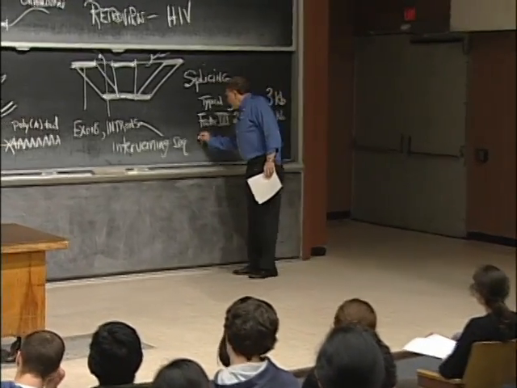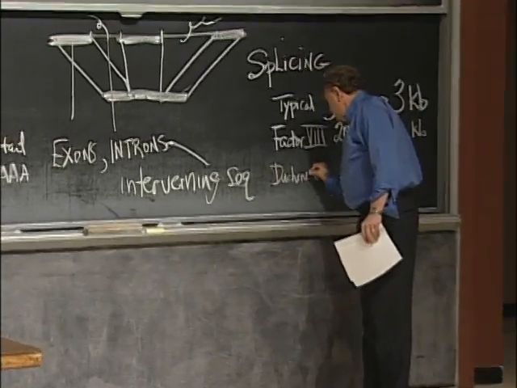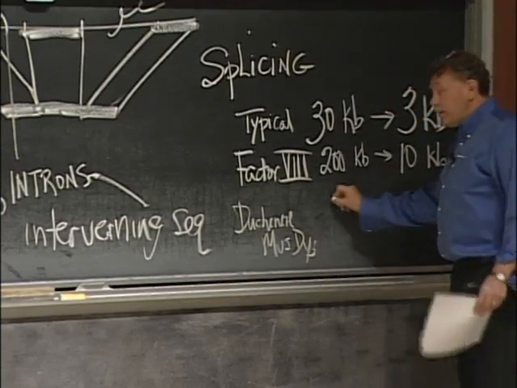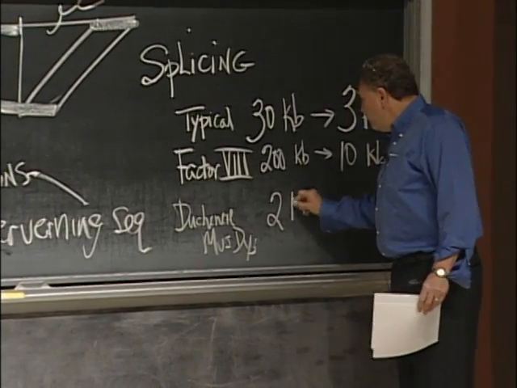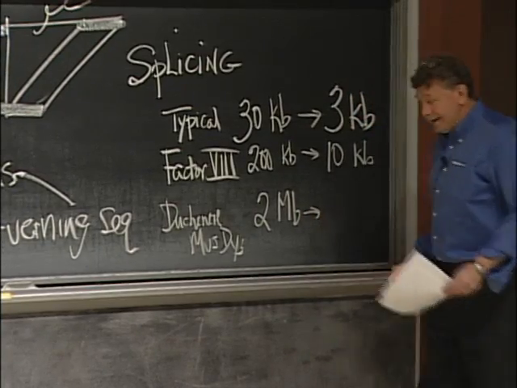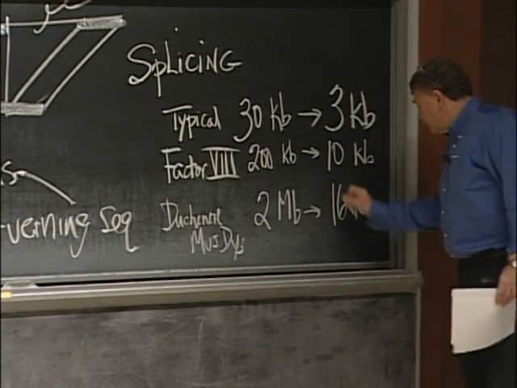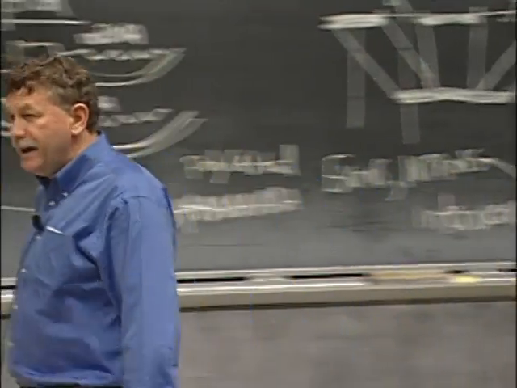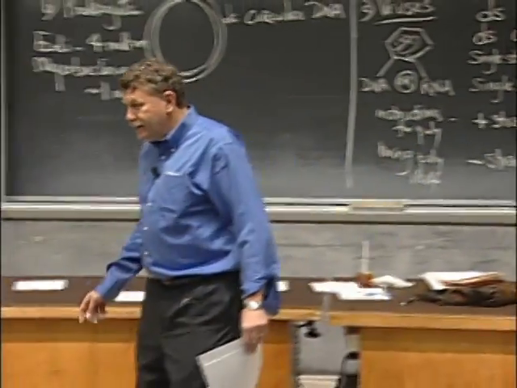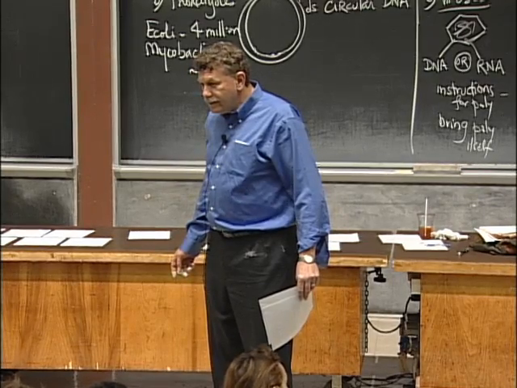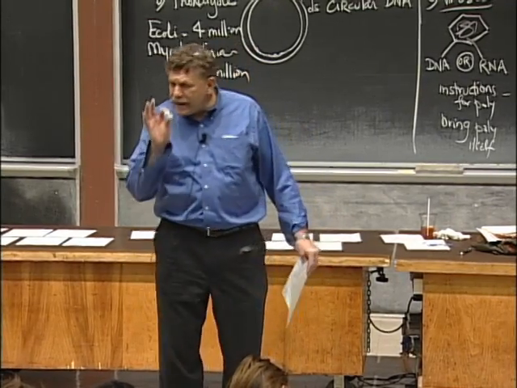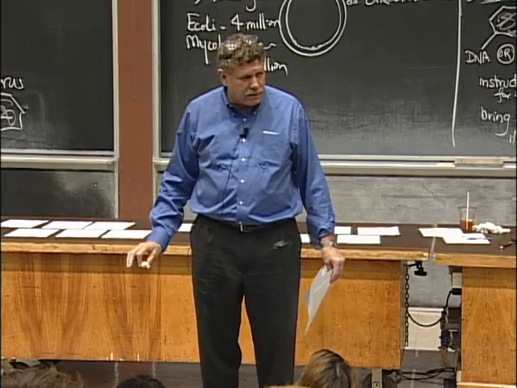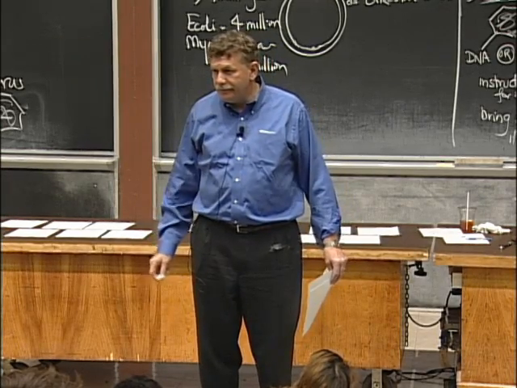The winner, the Duchenne muscular dystrophy gene, starts out at 2 million bases, and it gets cut down to 16,000 bases. You make 2 million bases of RNA, and you throw out almost the entirety of it and retain only 16,000. What a waste. Why do this? Why break up your genes in patches of exons separated by big intervening spaces and then make a big RNA and splice it together? Why do something that dumb?